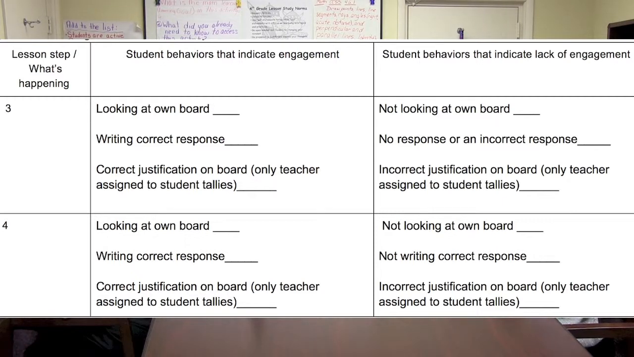Behaviors that indicated lack of engagement were just the opposite of that. They were not looking at their own board, so that meant that they were looking at someone else's, or they weren't responding at all, they had an incorrect response, or they had an incorrect justification when they went up to the picture on the whiteboard. Are there any additions or changes that you'd like to make to the data collection form or to the lesson plan? Take a moment to look through that before we print that out.